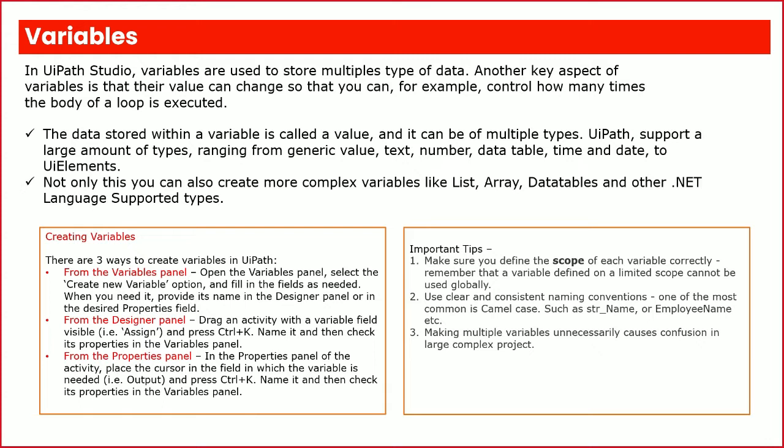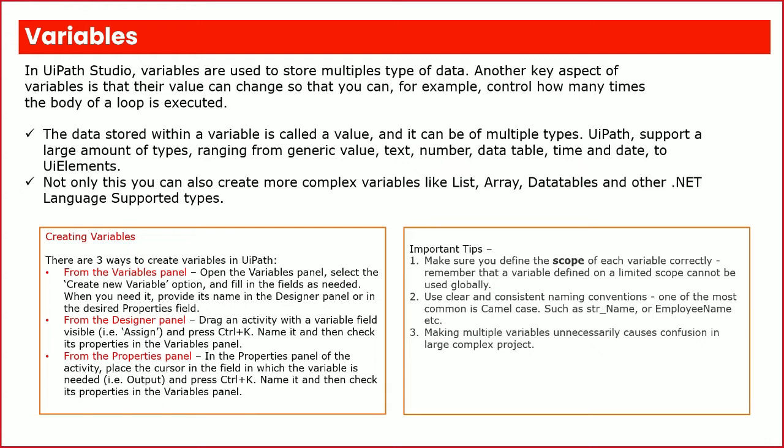But before that, let's understand the basic constructs and how you can create a variable in UiPath Studio, right? So there are three ways of creating a UiPath variable. One is obviously from the variables pane, which is at the bottom of your UiPath Studio. Another one is from the designer panel. What you can do is drag an assign activity, and there you can press Ctrl plus K, name it, and by changing some values in the properties, you should be able to create it. And third is obviously in the properties panel.